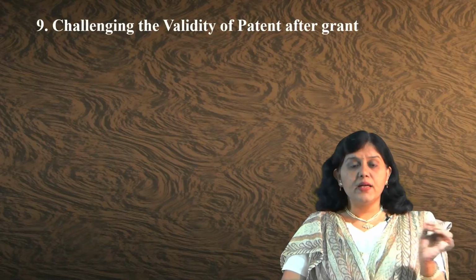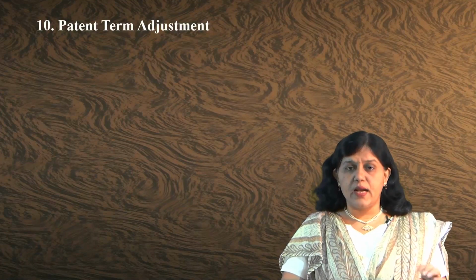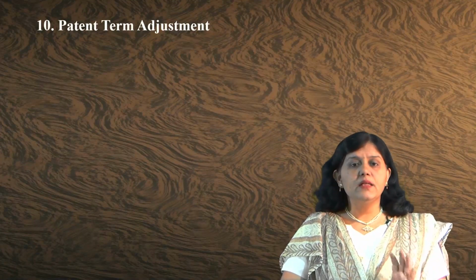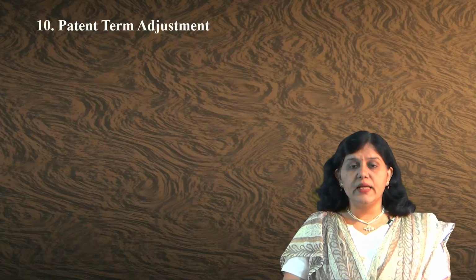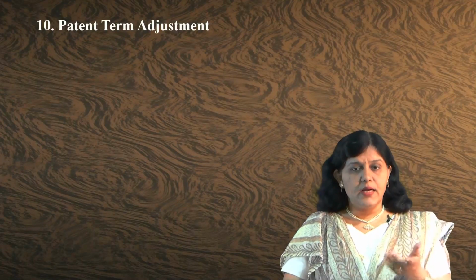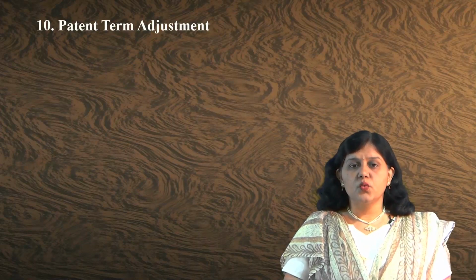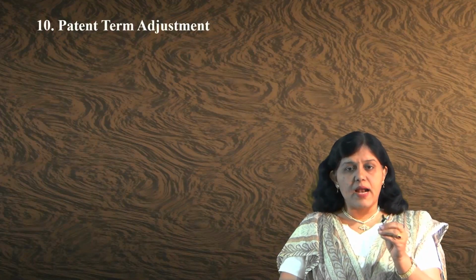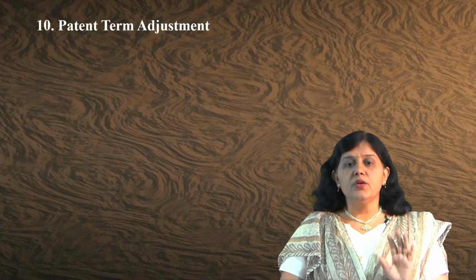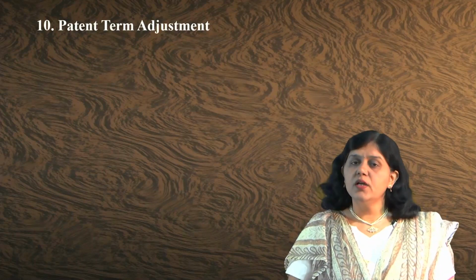Now the next is patent term adjustment. The patent term in India and Europe is 20 years from the priority date, and there is no patent term adjustment facility. In the USA the term of a utility and plant patent is 20 years, and for a design patent it is 15 years. Utility patents and plant patents are eligible for patent term adjustments, but remember that utility and plant patents are for 20 years and design patents are for 15 years.